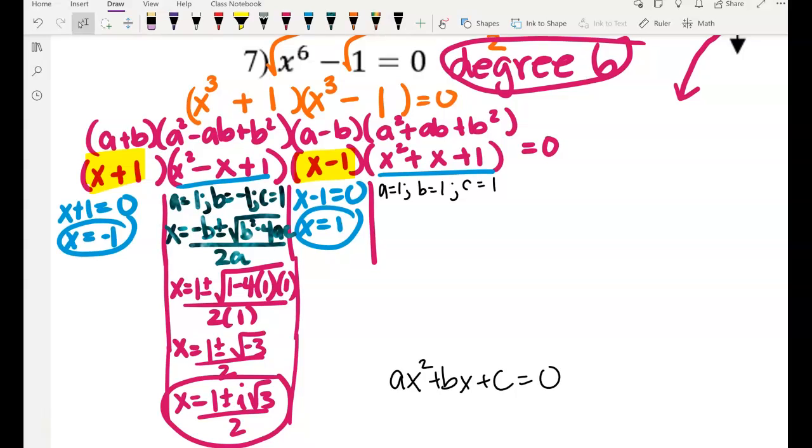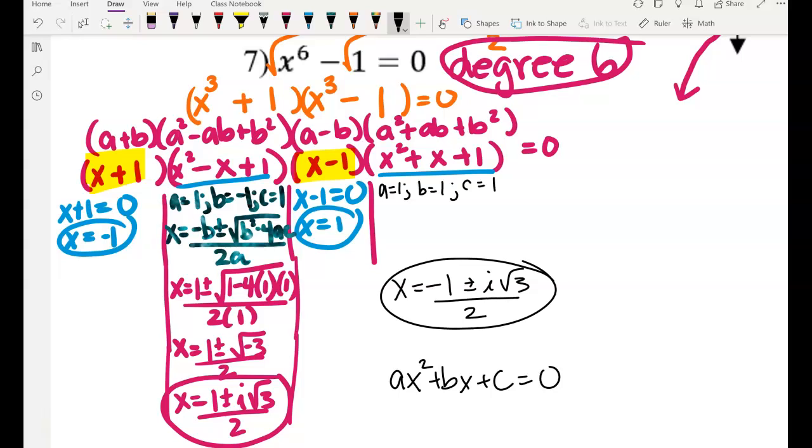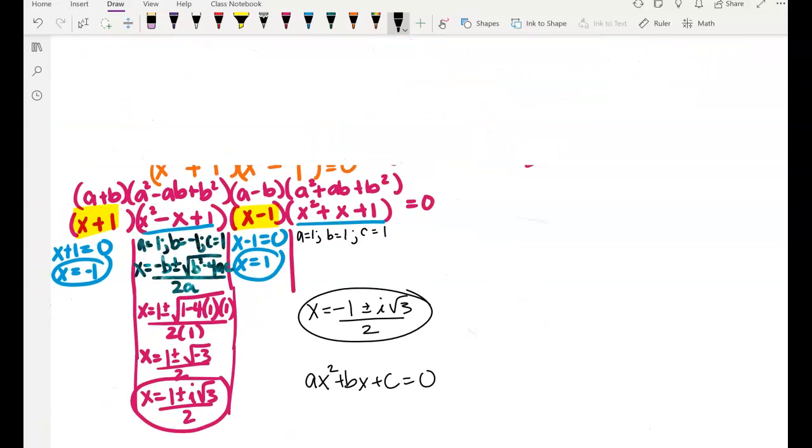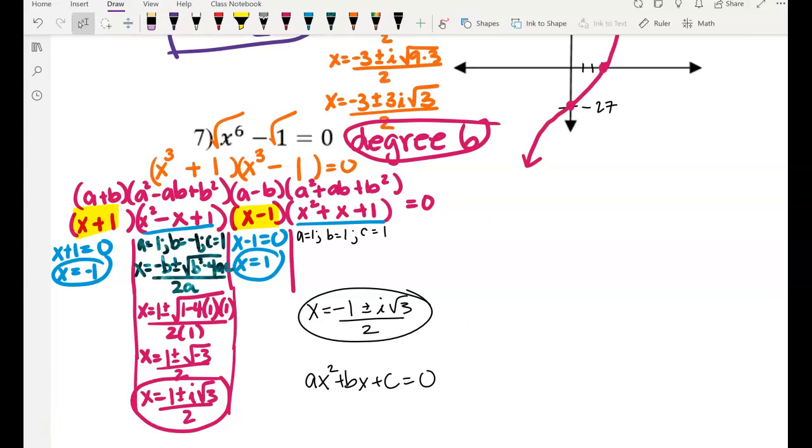Do we have the 2 imaginary answers? What is it? X equals what? -1 plus or minus i radical 3 all over 2. All right, there are the 6. Sketch it out. What shape do you see? U, okay. What are the 2 x-intercepts for your U? Right. What's the y-intercept?